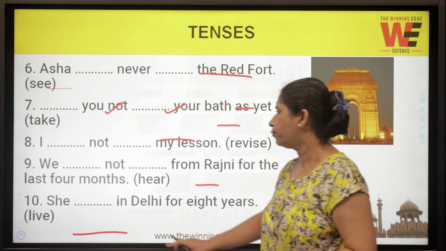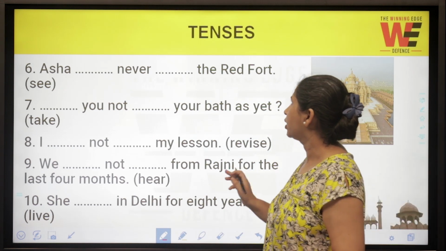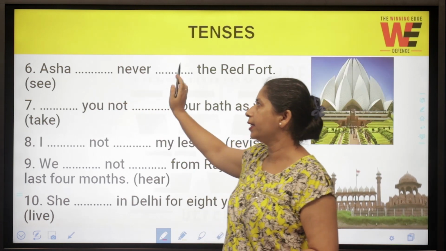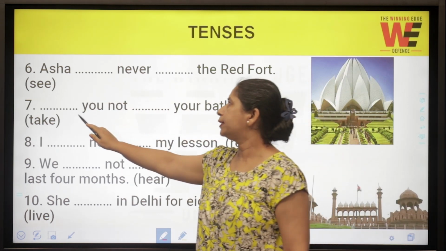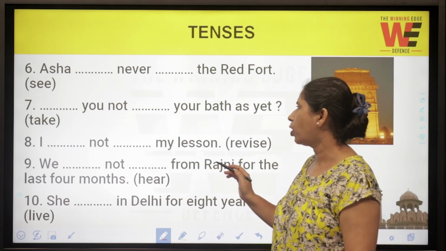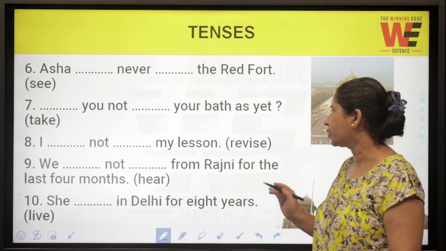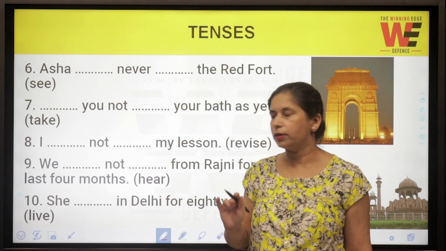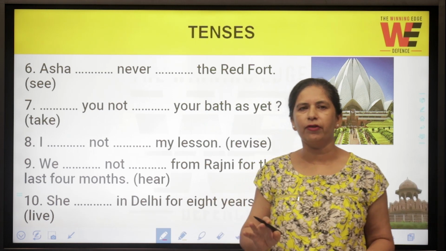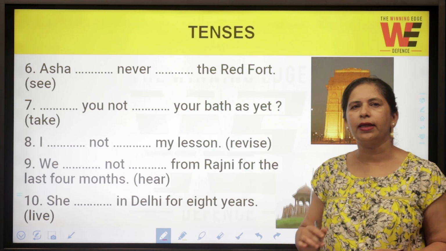Okay, let's practice few more questions based on these tenses. Then Asha dash never dash the Red Fort. Okay, you have to see यहाँ पे क्या आएगा, has आएगा, had आएगा, है ना, see का कौन सा form आएगा. Second, dash you not dash your bath as yet. Verb given is take. I dash not dash my lesson. Verb given is revise. We dash not dash from Rajni for the last 4 months. The verb given is hear. And she dash in Delhi for 8 years. The verb given is live. Again, you have to solve and give me the answers in the comment section, and then I'll share with you the answers.